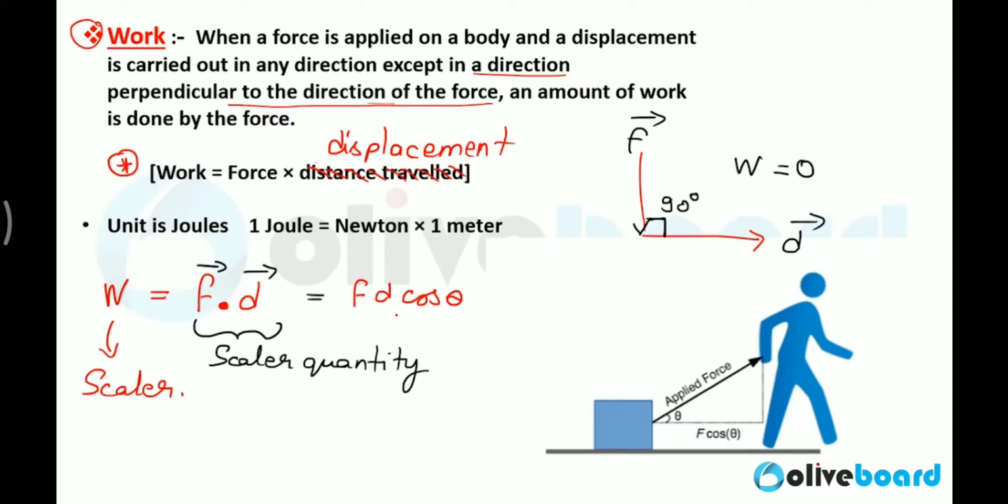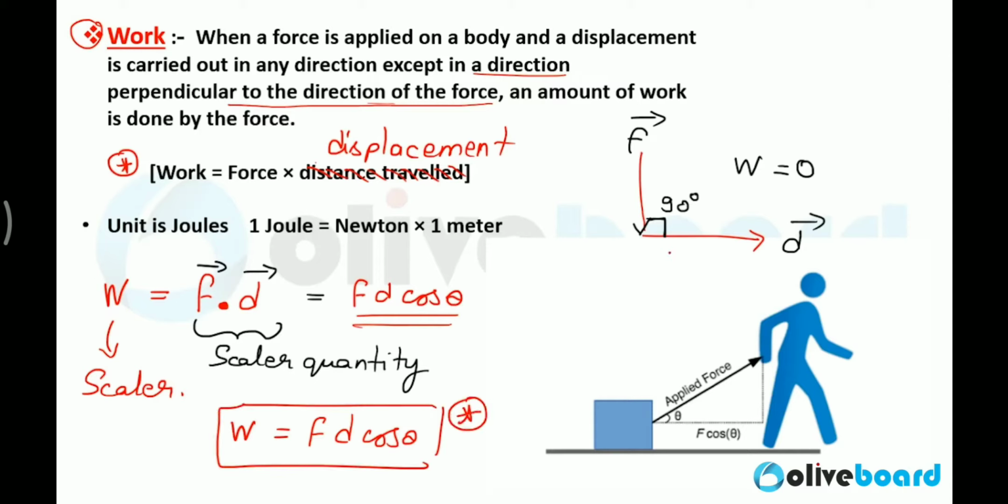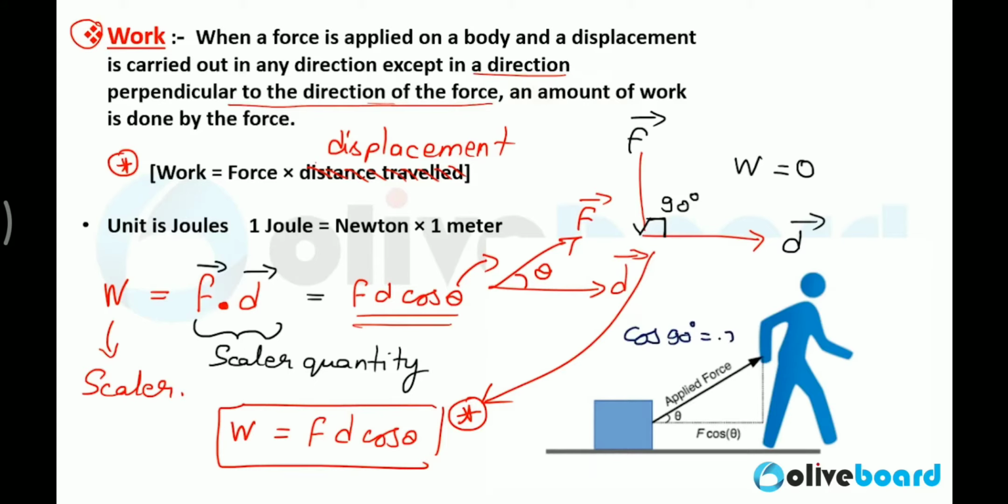So work is nothing but F D cos theta. You should remember the definition of work from this formula. This theta is the angle between the applied force and the displacement carried out. When this theta becomes 90 degrees, we know that cos of 90 is equal to 0. So by putting theta equal to 90 degrees, you will get 0 work done.